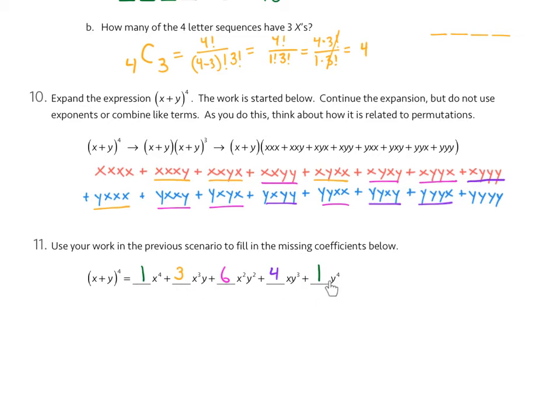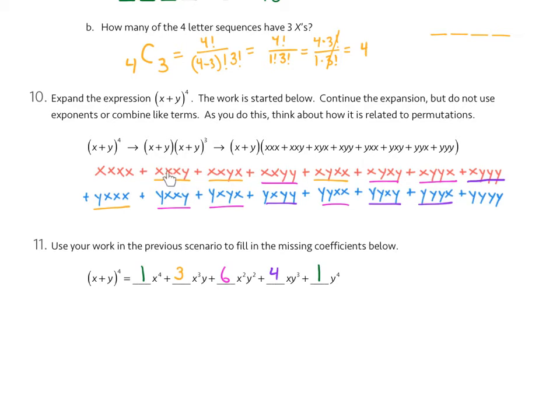If you raise this binomial to the 4th power and combine like terms, you would get the following polynomial. In the previous scenario, I asked you to think about how this is related to permutations, placing letters like this. It's actually a combination, which is derived from permutations. The reason this is a combination is because this x being here, or here, or here, doesn't really matter. What matters is that there are 4 x's here. This is 3 x's with the 4th letter being a y.